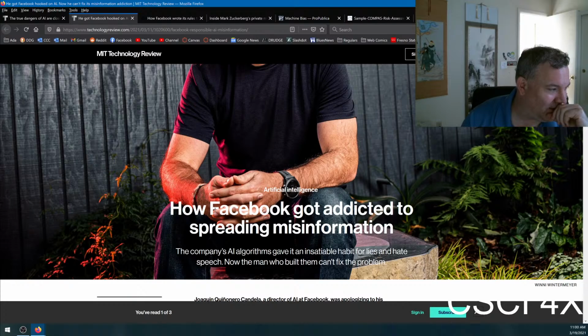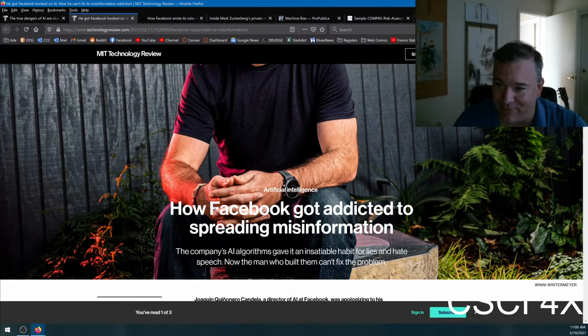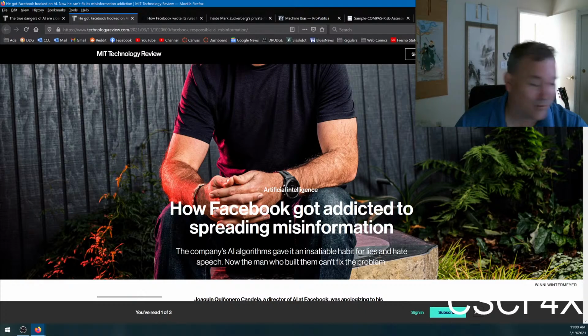Zuckerberg looks like an alien. Yeah, I mean, I like Commander Data from Star Trek, and he kind of reminds me of Commander Data.